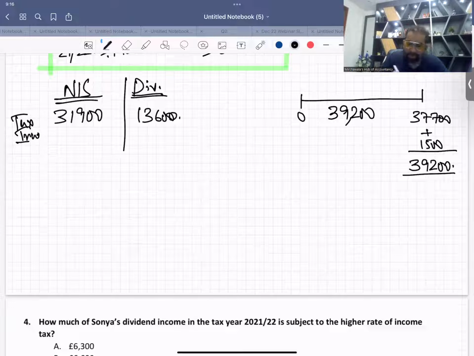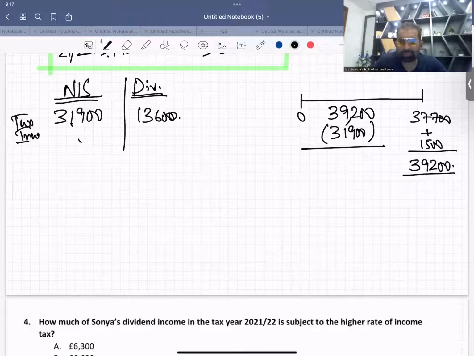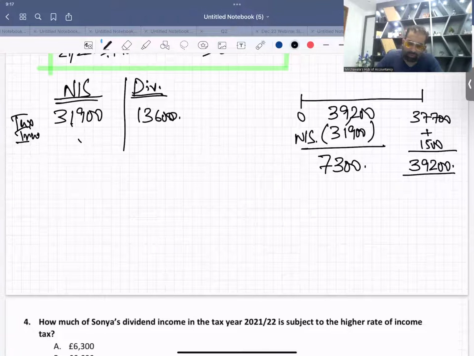Now you start computing tax. You start computing tax with non-saving. So first of all, 31,900 will be consumed. Out of 39,200, 31,900 will be used for non-saving. So how much is left? Can you tell me, 39,200 minus 31,900? Yes, 7,300 is left. Now, with 7,300, now comes the dividend.